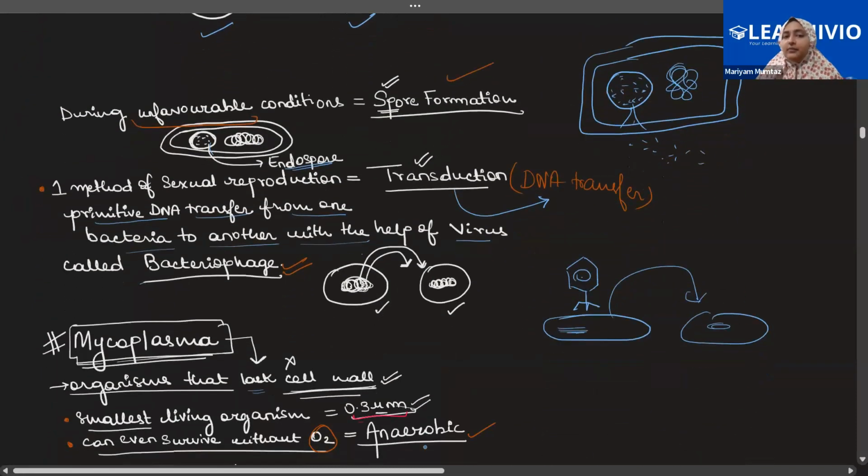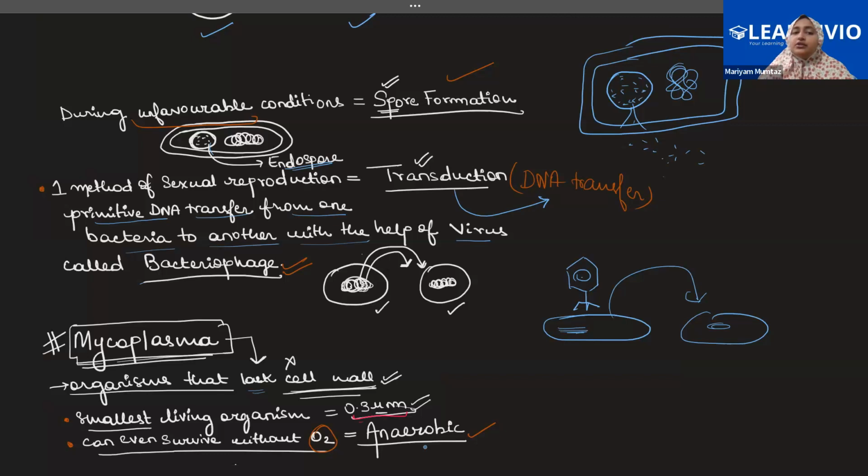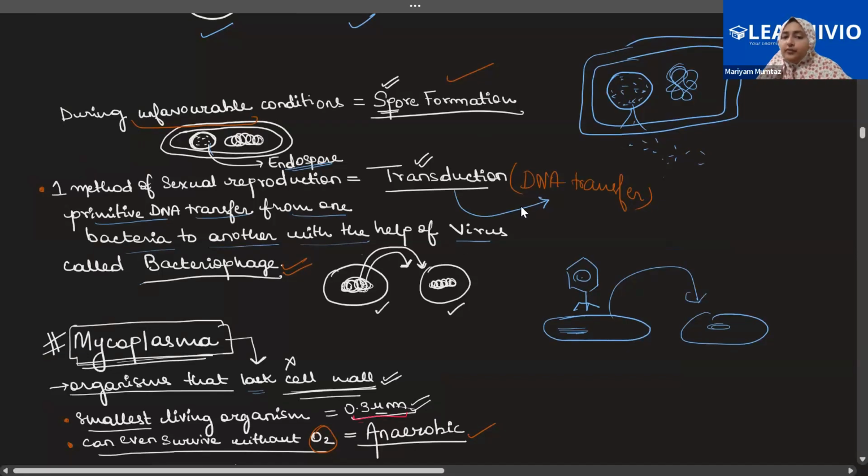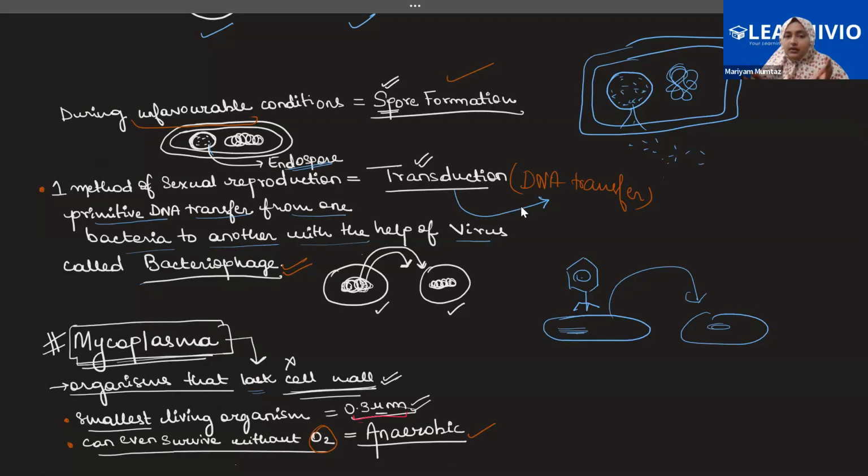Now, in unfavorable conditions, meaning when their nutrition, pH, or temperature is not favorable, they reproduce by spore formation. They start covering themselves and making an endospore, a cyst-like structure. In that, they will start dividing and dividing. Once the favorable conditions arrive, they will burst and release the spores. That is spore formation, which is also asexual reproduction.